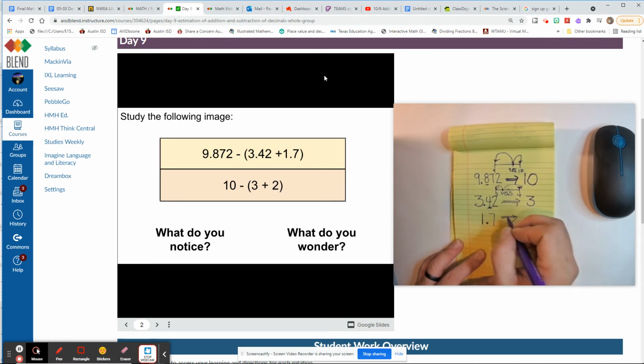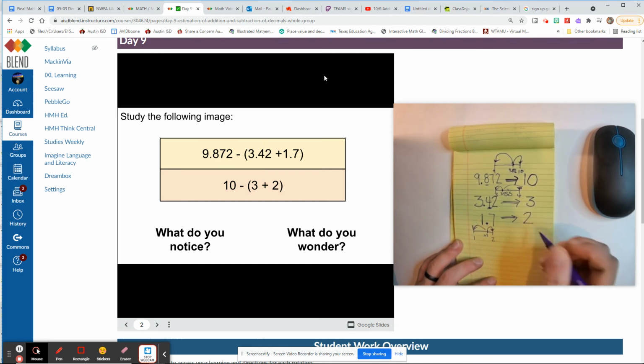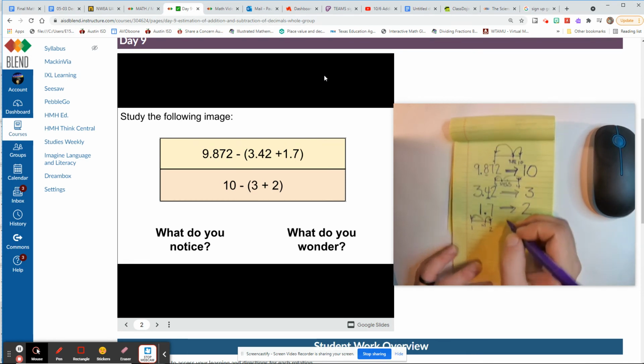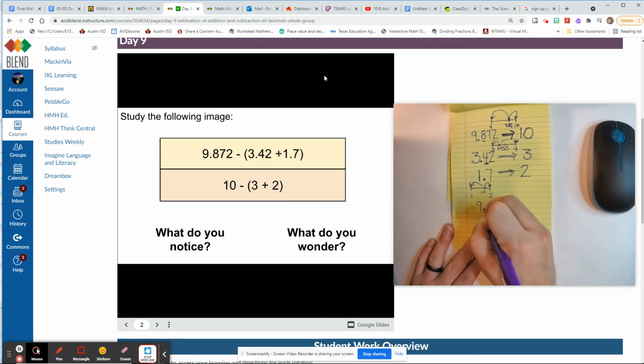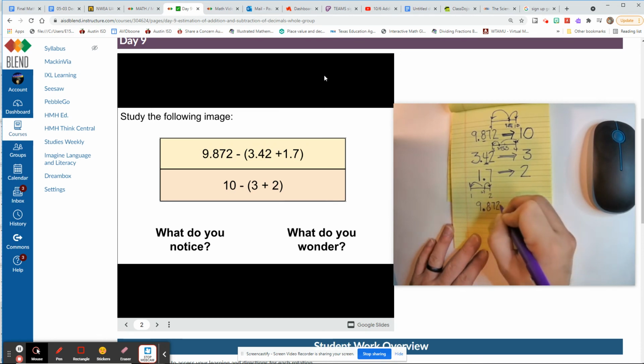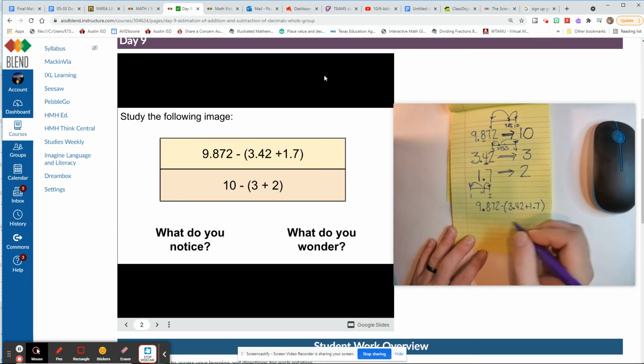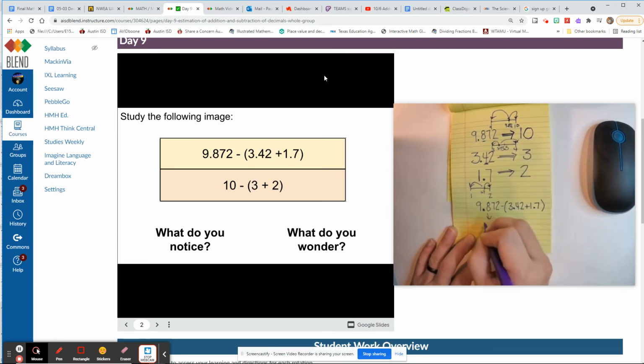And we're Fredstimating, going to the nearest front end digit, between 1 and 2. 1 and 7 tenths is somewhere closer to here on the number line. So is it closer to 2 or closer to 1? It's closer to 2. So basically they rewrote the problem on top. Your original problem looked like 9 and 872 thousandths minus the sum of 3 and 42 hundredths plus 1 and 7 tenths, right? And now we're using these numbers instead.